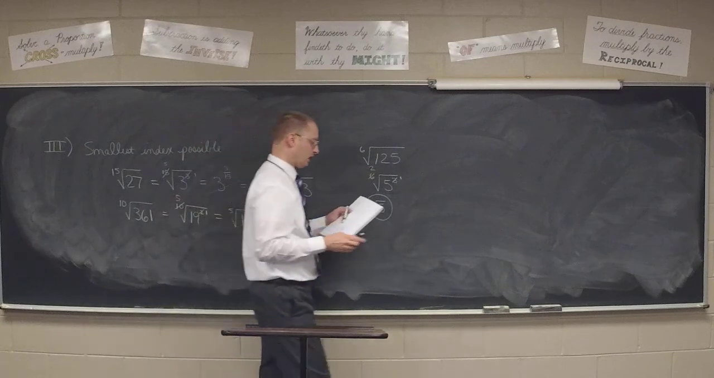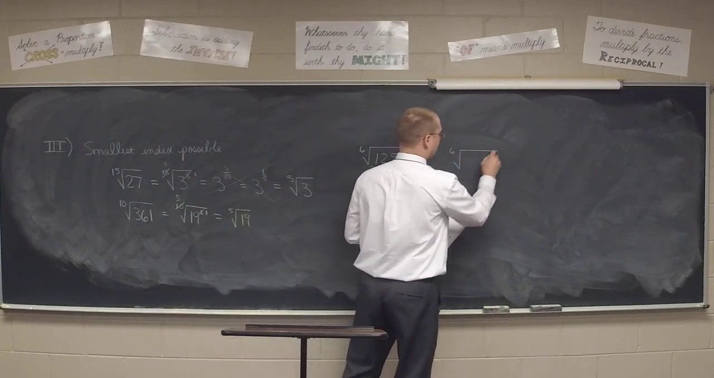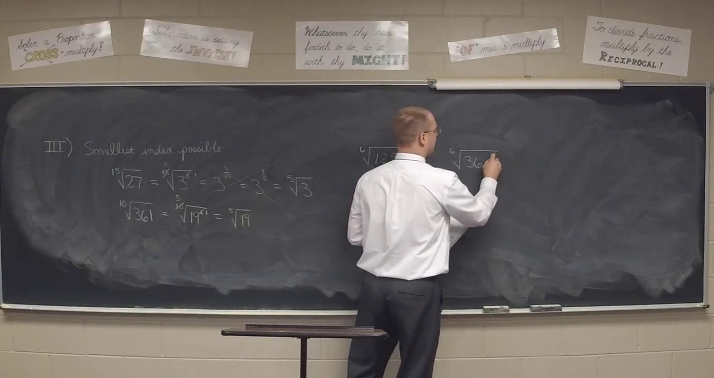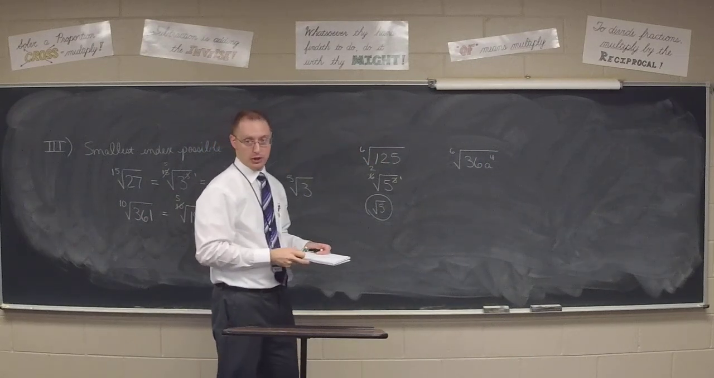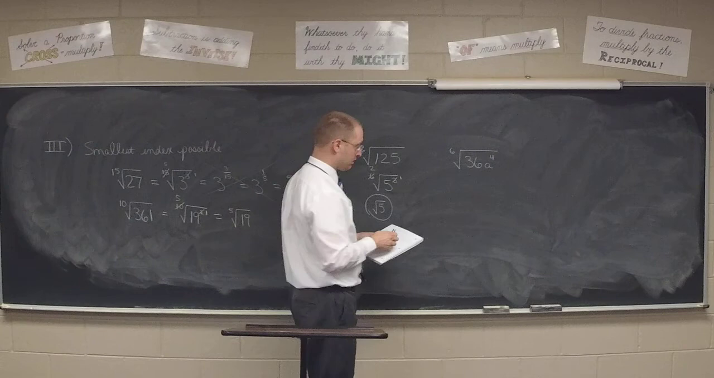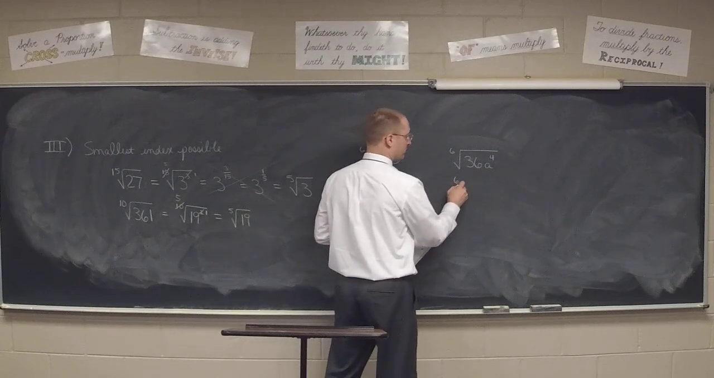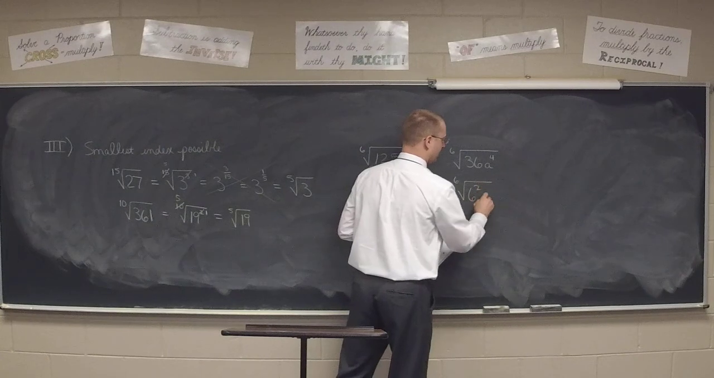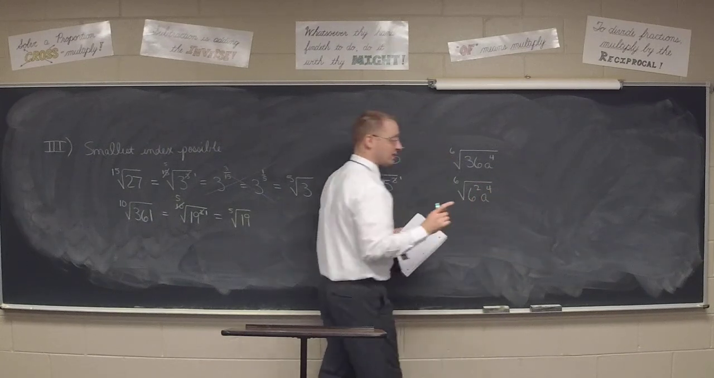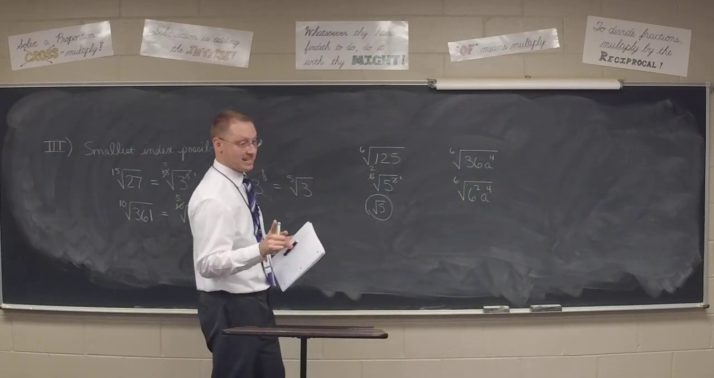One more, and I'll let you go. Write this one down. The 6th root of 36a to the 4th. How can I rewrite the 36? I'm sorry? 6 squared. Again, the key is to rewrite the radicand as a power.